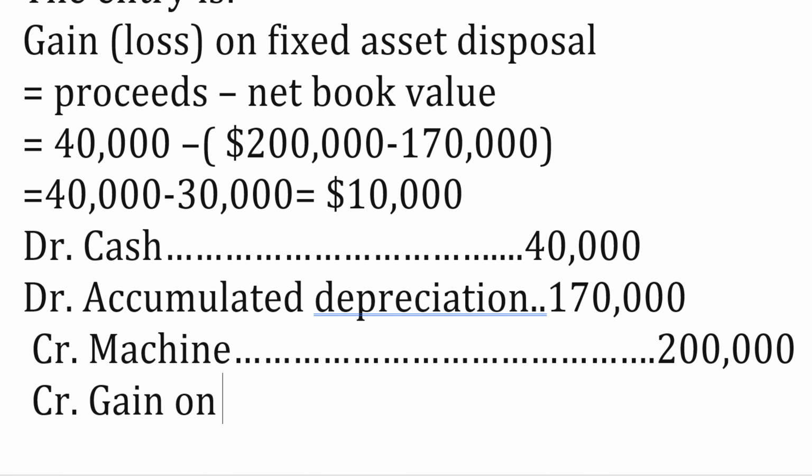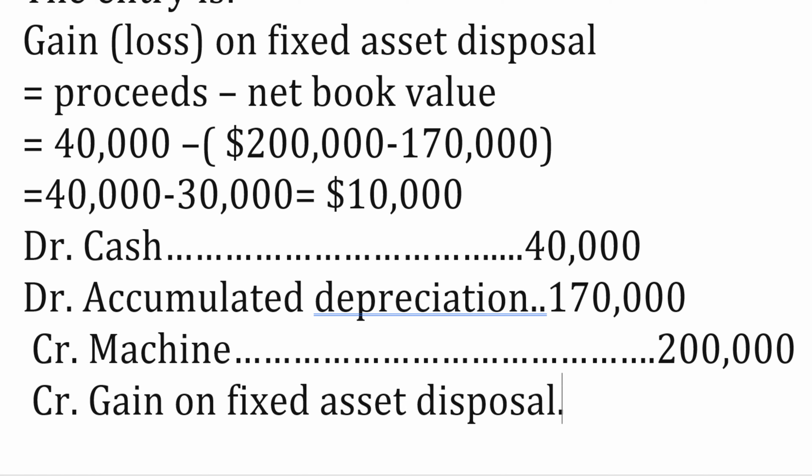And we gain on fixed asset disposal, which is a revenue type account, how much? 10,000. So 200,000 plus 10,000 equals 40,000 plus 170,000.